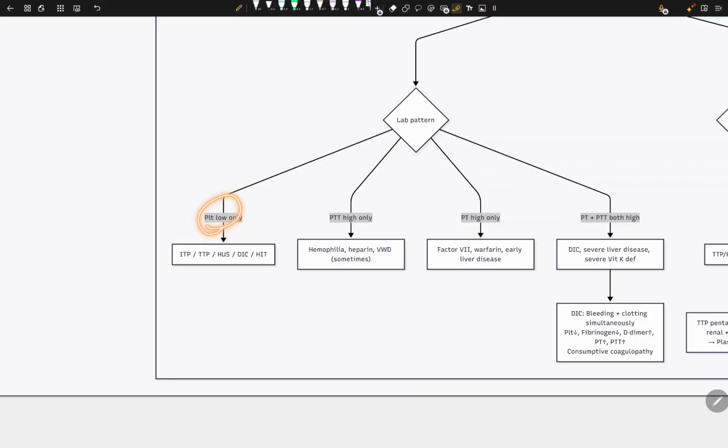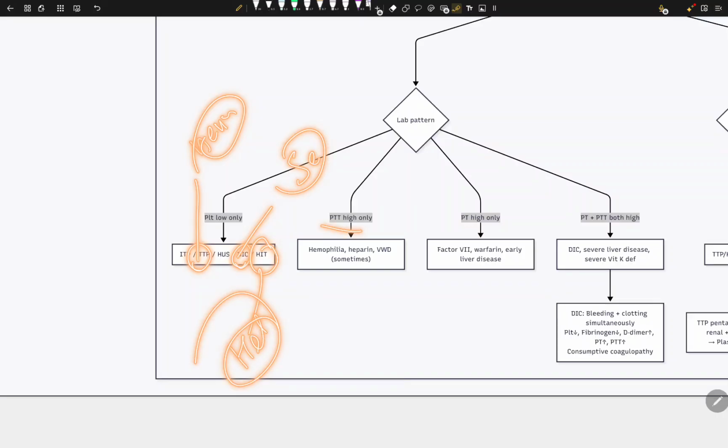Low platelets. Why are the platelets getting consumed? Maybe ITP, we have the IgG against platelets. Maybe we have TTP, HUS. In HUS we have the kidney angle, uremia angle. In TTP we have the neuro angle. Important differentiation. In DIC we have some sort of sepsis that may have caused it. In HIT we have the heparin angle.